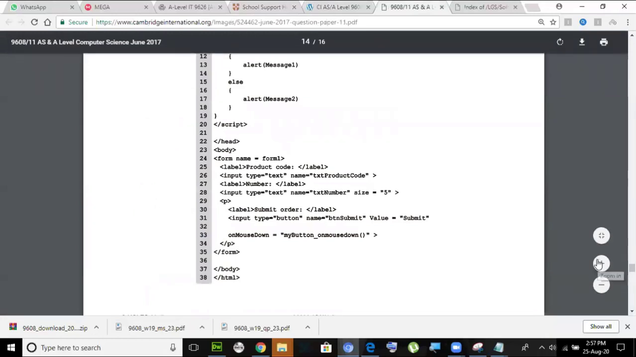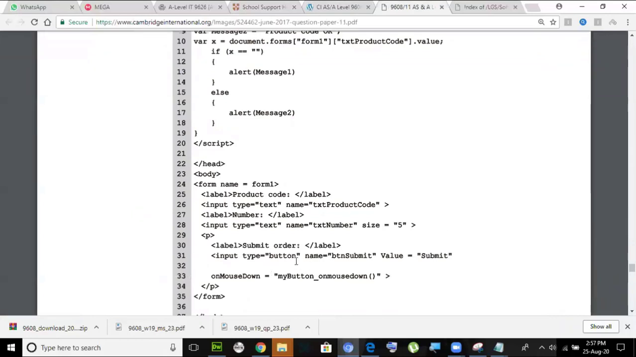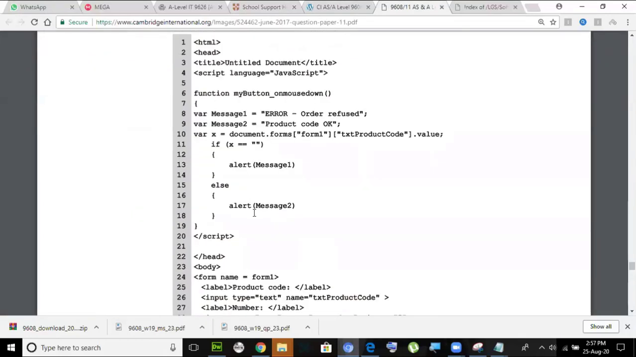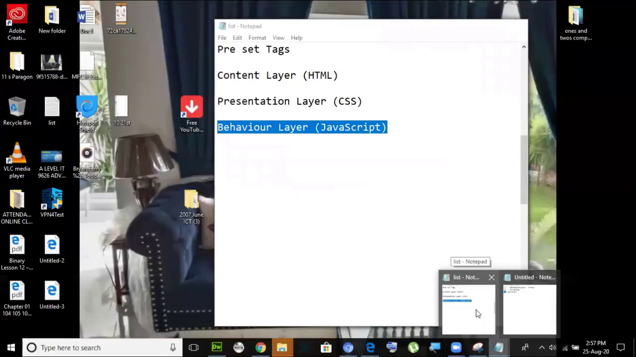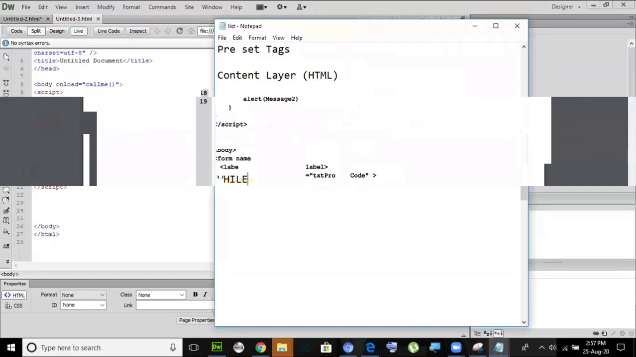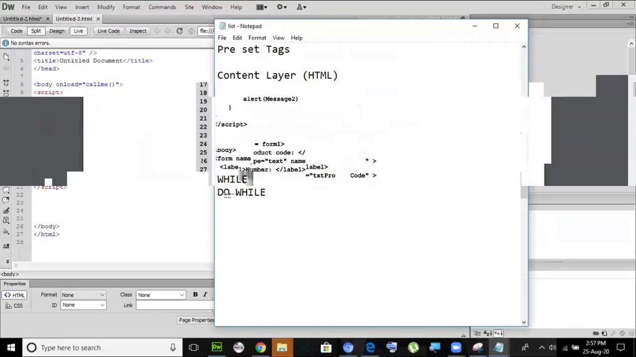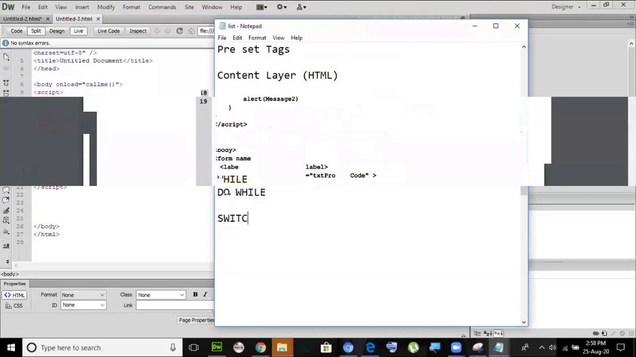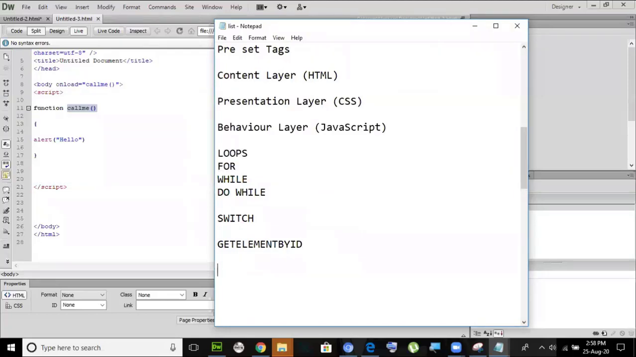Let's look at the questions and see what they include. Buttons are important. You have to know how to work with buttons. I have already shown you alert. If then else. Oh yeah, I was supposed to do if then else. We are left with that as well. What are we left with? We need to discuss more. We have to discuss our loops. In loops we will discuss the for loop, the while loop, the do while loop. We need to discuss the switch statement. And we need to discuss get element by ID, right? What else? Yeah, basically I will discuss these with you for now.